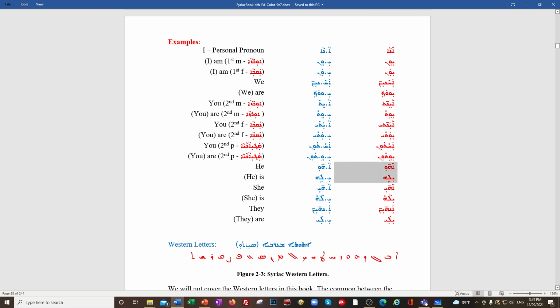Okay, we're going to move on to the third person. Au, he. Il, is, for male. Au, il. Okay, I did not put here urza because he, for sure, is he. He is. Are you talking about a male person? Au, il. He is. Ai, she. Ai, ila, is. Ai, ila. She is.